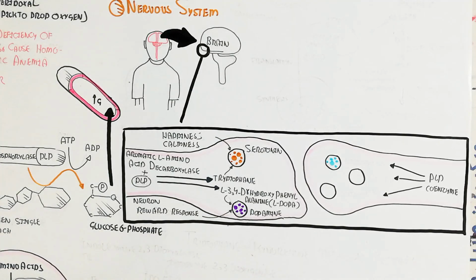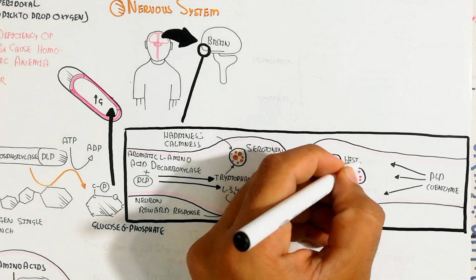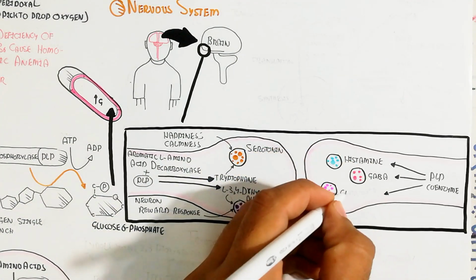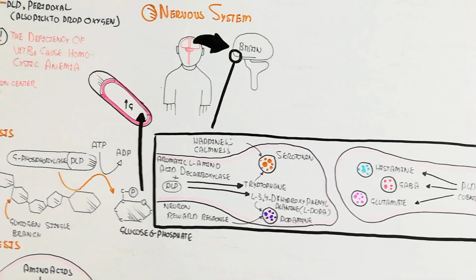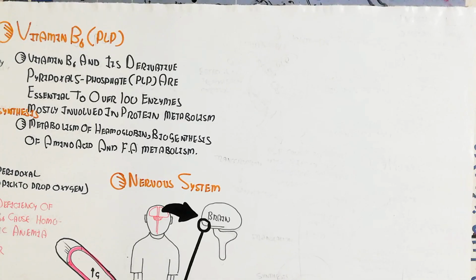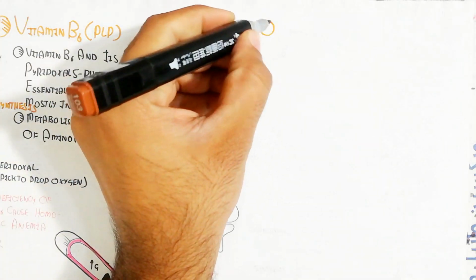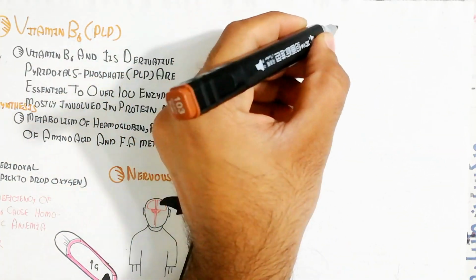Histamine is used for the inflammatory response and is released as a neurotransmitter. Histamine binds with a specific cell and will lead to vasodilation and increased permeability of the blood vessel, as well as other effects. On the other hand, GABA is the inhibitory neurotransmitter and glutamate is the stimulatory neurotransmitter.